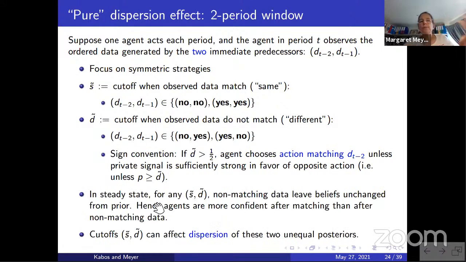And what I want to emphasize here is that in steady state, no matter what cutoffs your predecessors have been using, non-matching data leave beliefs unchanged from the prior, while of course seeing matching data means you're more confident than the prior. So therefore, agents' posteriors really are variable here according to whether they see matching or non-matching data. And therefore, the cutoffs S tilde and D tilde can affect the dispersion of these two unequal posteriors.